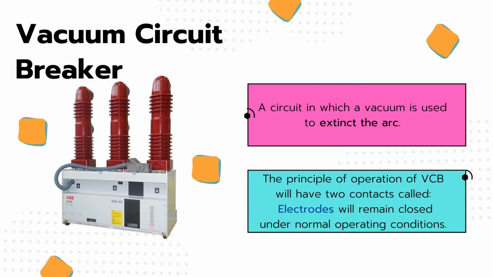Vacuum circuit breaker. A vacuum circuit breaker is a circuit breaker in which a vacuum is used to extinguish the arc. It has a dielectric recovery character, excellent interruption, and can interrupt the high frequency current which results from the arc instability superimposed on the line frequency current. The principle of operation of a vacuum circuit breaker: it will have two contacts called electrodes. It will remain closed under normal operating conditions.